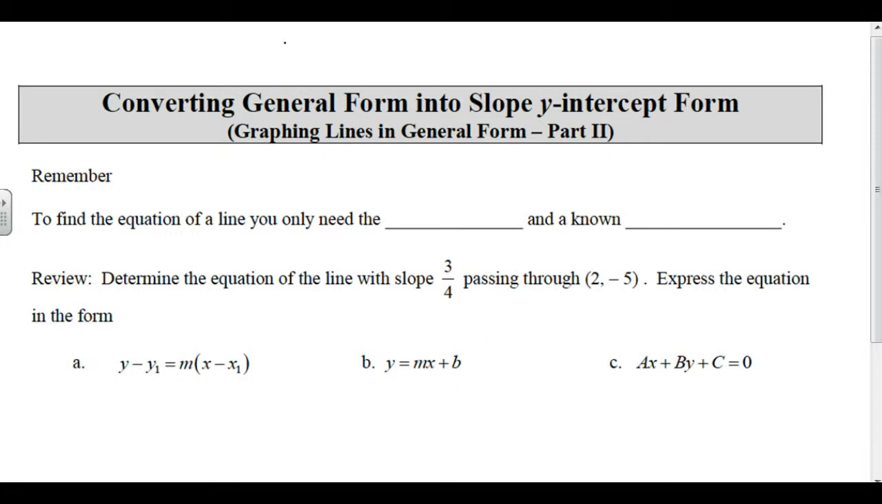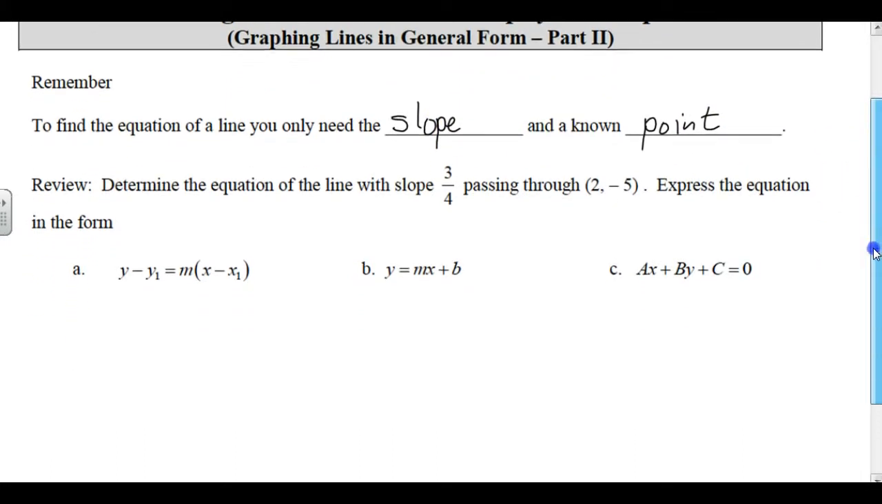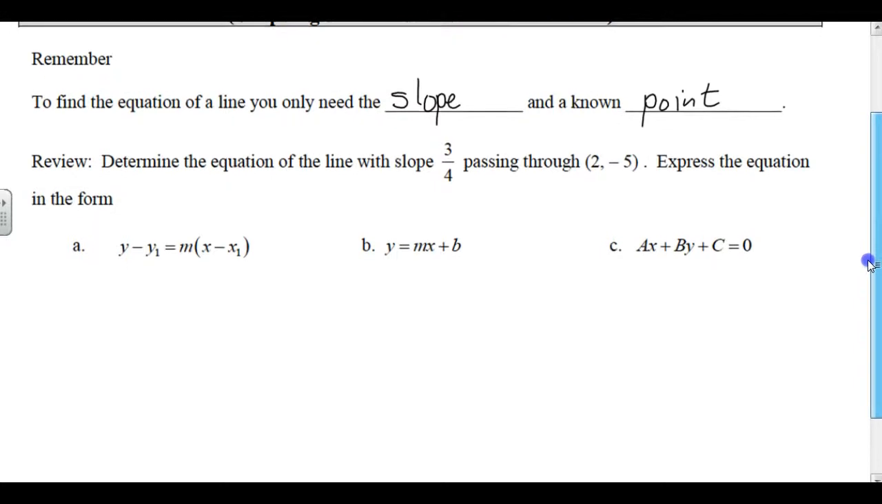Converting general form into slope y-intercept form, or graphing lines in general form, part II. Remember, to find the equation of a line, you only need a point and the slope, right? So you need the slope and a known point, right? Or 2 points from which you can then get the slope, and then you have a slope and a point. Review. Determine the equation of the line with slope 3/4 passing through 2, -5.